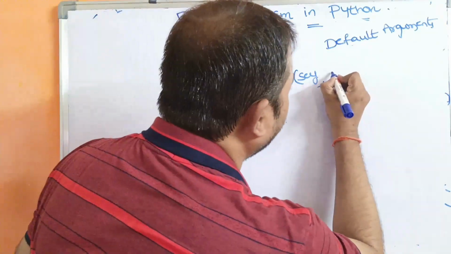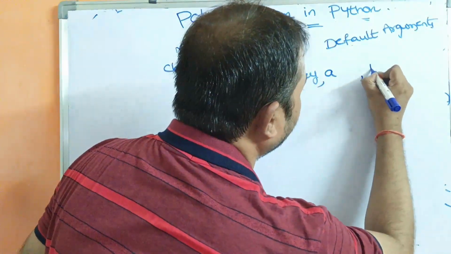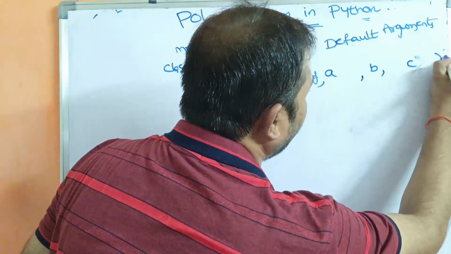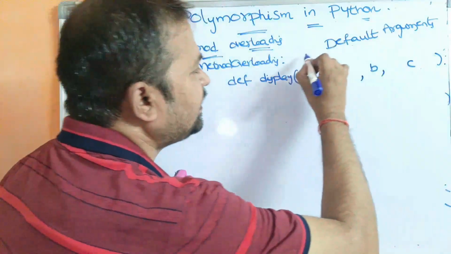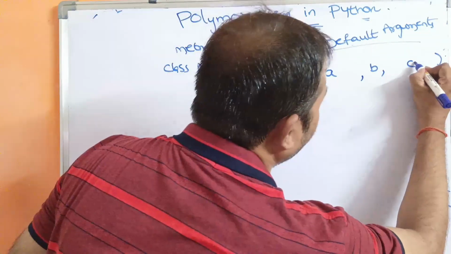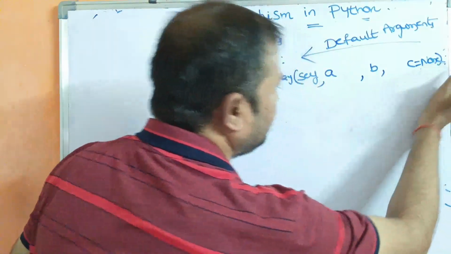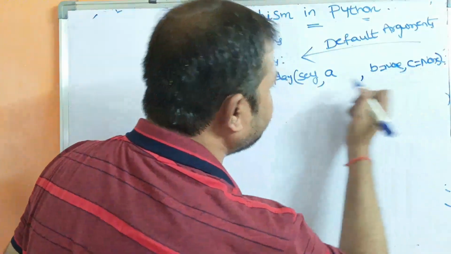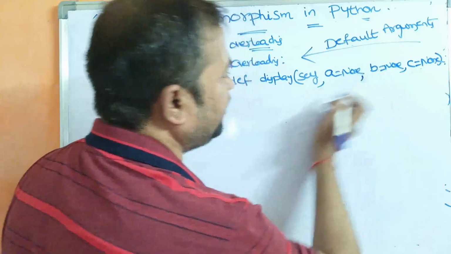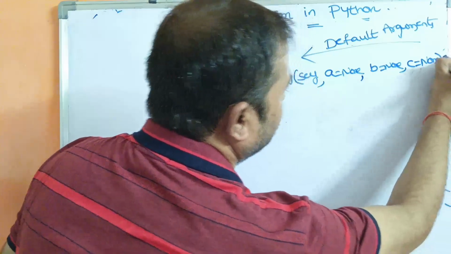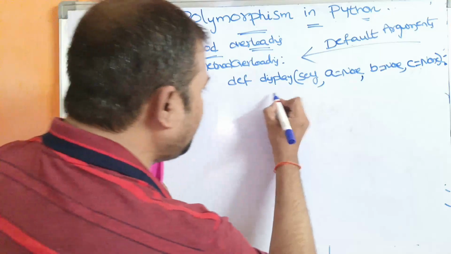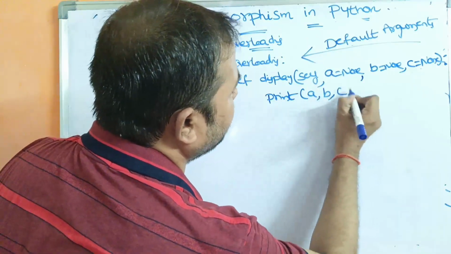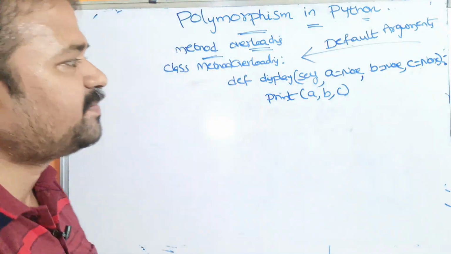Let us have 3 variables A, B, C. Here default values are always given from right to left. So from right to left we have to assign the default values. Let the default value for C be None, for B also None, and for A also None. Then a colon starts the function block. Now let us print the values: print A, B, C.